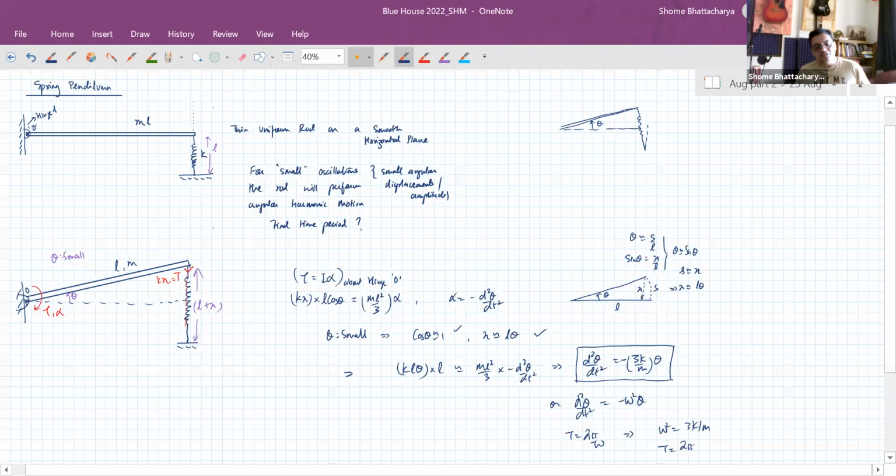So notice it comes in the same form as a spring mass system. If you have just a simple spring mass horizontal system, the formula was 2 pi into square root of m by k. Here it is m by 3k. That factor of 3 is coming because moment of inertia is involved and all that, but it has the same dimensions and it depends again on the inertia of the block. In this case, the inertia of the rod, the mass, and the elasticity of the spring. It is k.